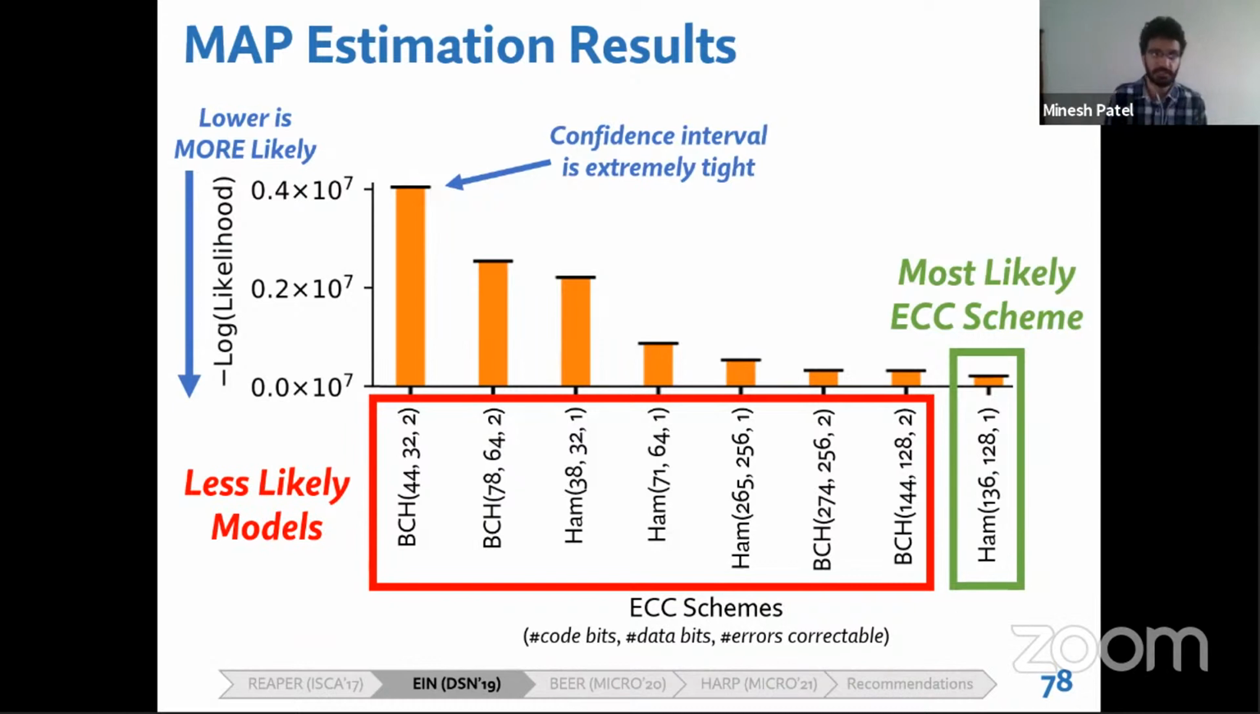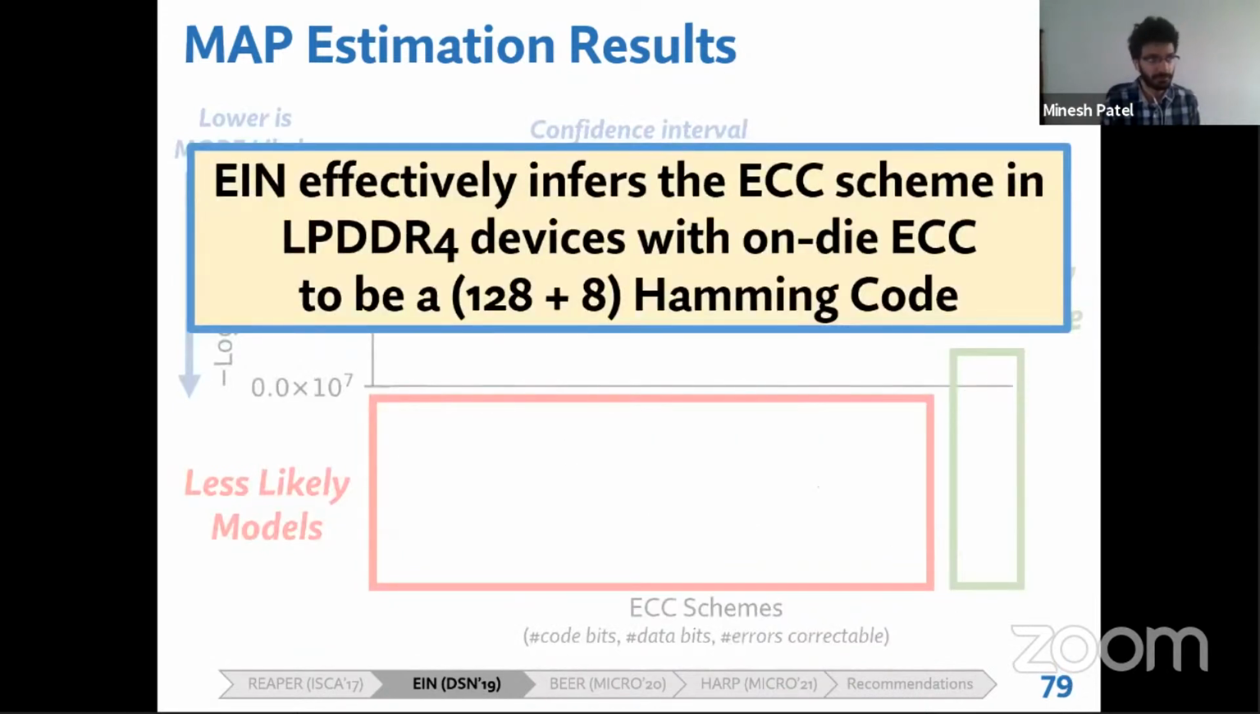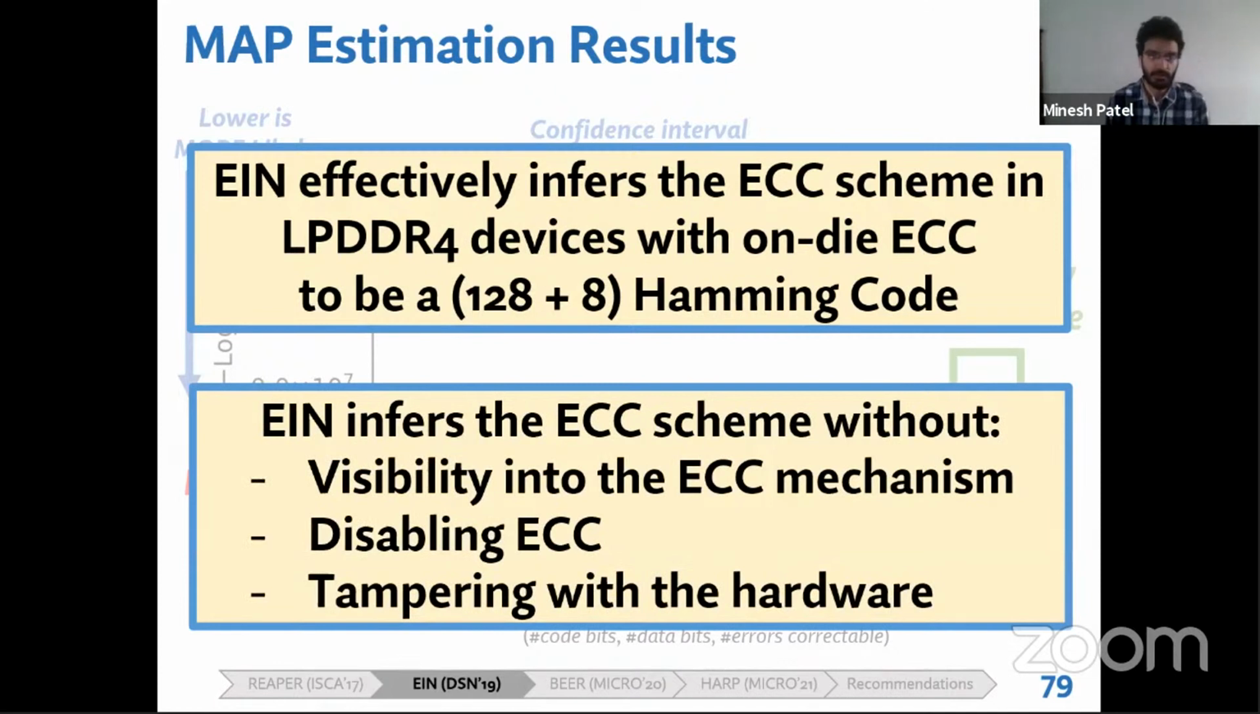Our conclusion from this analysis is that EIN effectively infers the ECC scheme in LPDDR4 devices with on-die ECC to be a 128 plus 8-bit Hamming code. We find that this is actually consistent with prior publications about LPDDR4 devices and some articles from manufacturers and so forth, so we believe that this analysis is faithful. Second, we also observe that EIN infers this information without any visibility into the ECC mechanism, without disabling ECC, and without tampering with the hardware in any way.